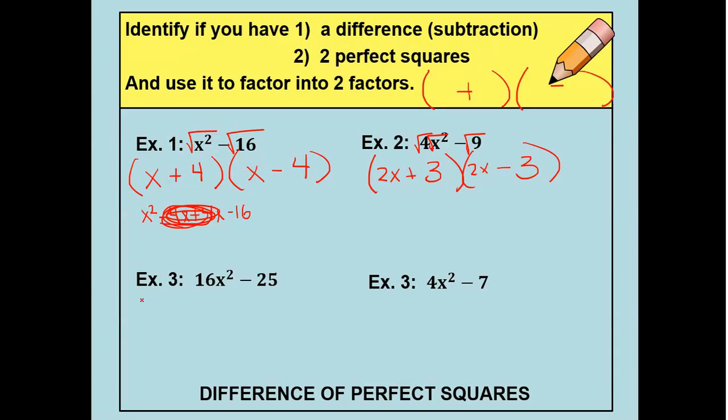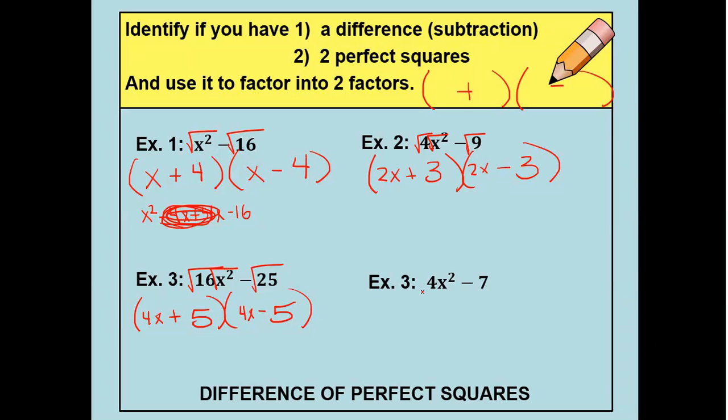16 and 25 are both perfect squares, so we're good in that regard. So I'm going to have one plus and one minus. Square root of 16x squared is 4x, right? Square root of 25 is 5. So 5 times 5 is negative 25, and 4x times 4x is 16x squared. I'm going to get negative 20x and a positive 20x in the middle, which cancels out.